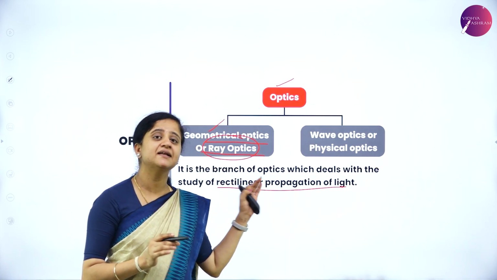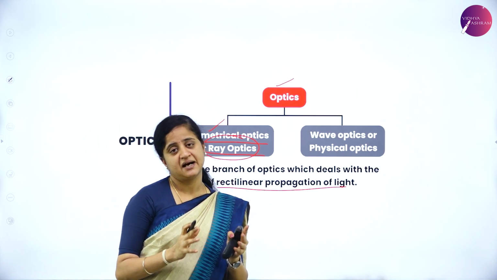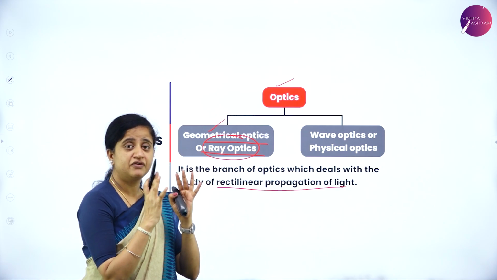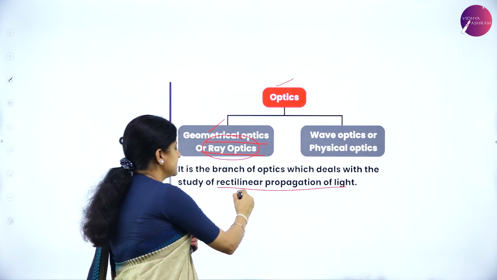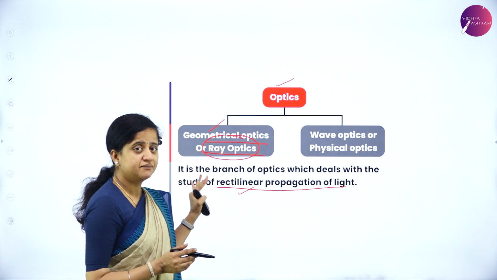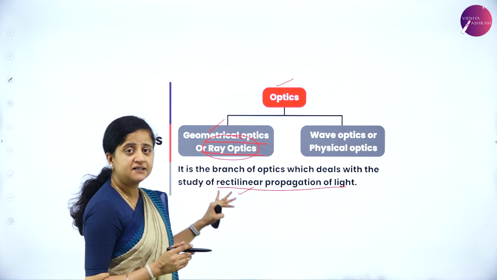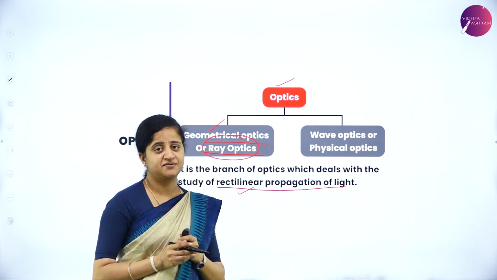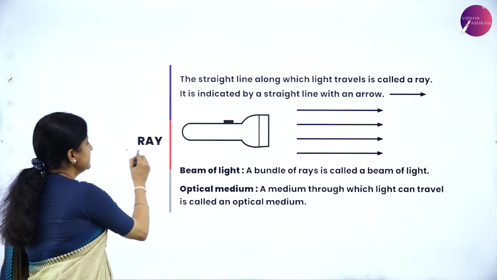What is the meaning of rectilinear propagation? It means light travels in a straight line, as we all know, and this phenomenon of the light which is traveling in a straight line is called as rectilinear propagation of light. So in this branch of optics called ray optics, we are going to study about the rectilinear properties of light rays. So to understand ray optics, first we have to know about some basic terms.